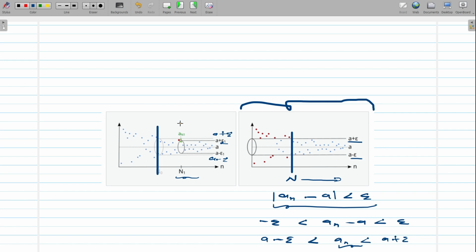Now if we go beyond this n1, we observe that all the terms of my sequence are in the region a plus epsilon 1, a minus epsilon 1. So that's all there is here. To summarize, for some n large enough, as n goes to infinity, what we observe is that the sequence a sub n is going to approximate its limit, which is a, to within epsilon.